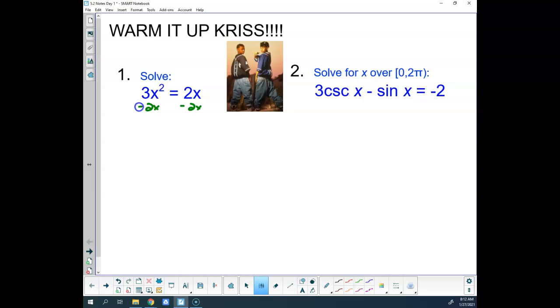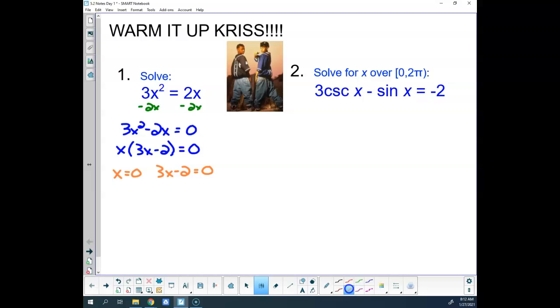Subtract 2x from both sides gives me 3x squared minus 2x equals 0. Factor out an x gives me x times 3x minus 2 equals 0. Set your factors equal to 0. x equals 0, and 3x minus 2 equals 0. x equals 0. That one works.